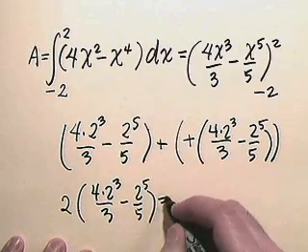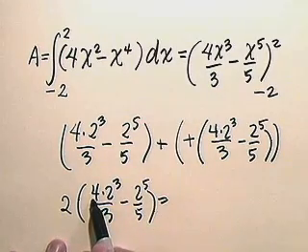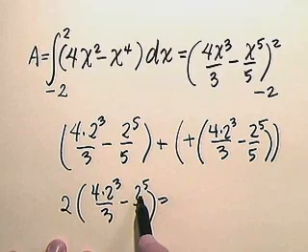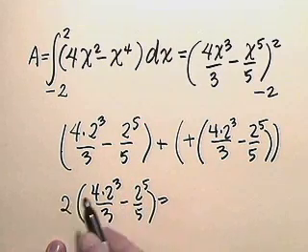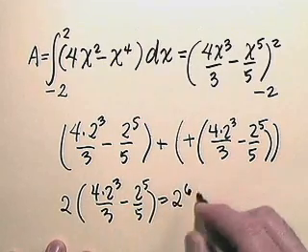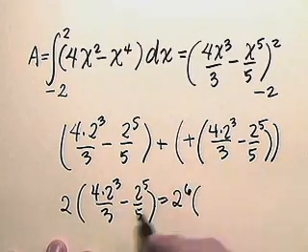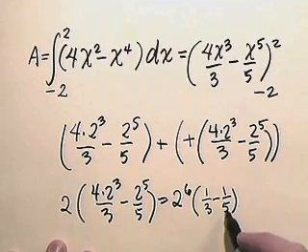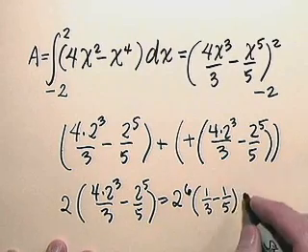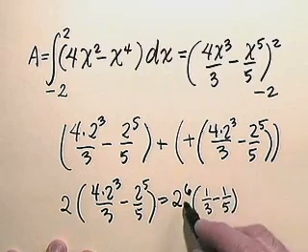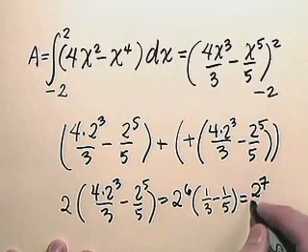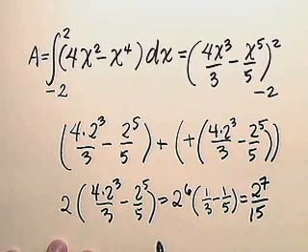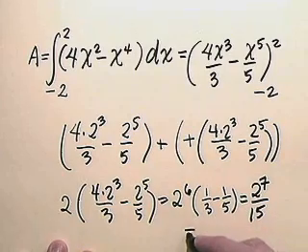fifth over 5. Well, notice 4 is 2 squared, so 2 squared times 2 cubed is another 2 to the fifth, so the 2 to the fifths factor out, times 2 is 2 to the sixth, multiplying a third minus a fifth. Putting this over a common denominator, we get 5 minus 3 over 15. 5 minus 3 is another 2, so we end up with 2 to the 7th power divided by 15, which is in fact 128 over 15.